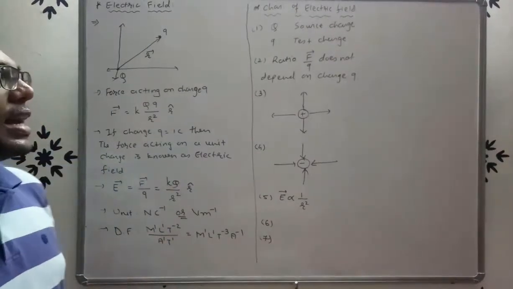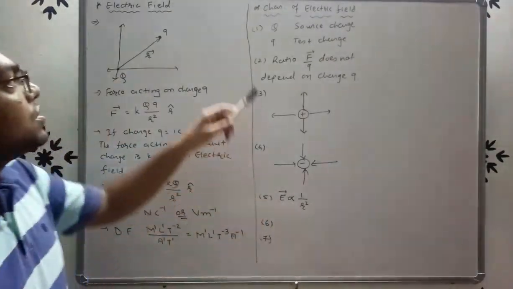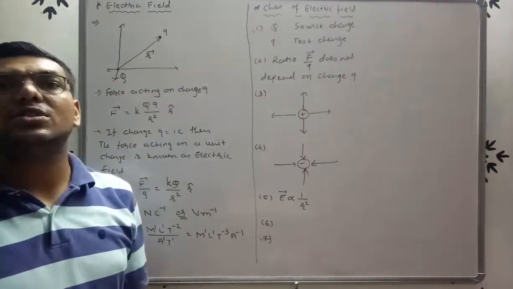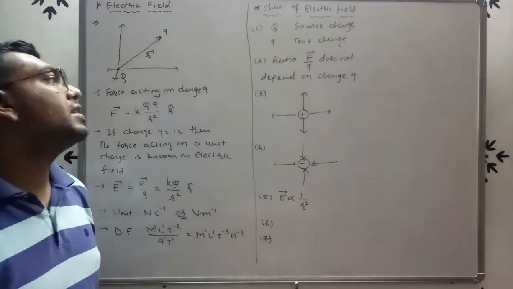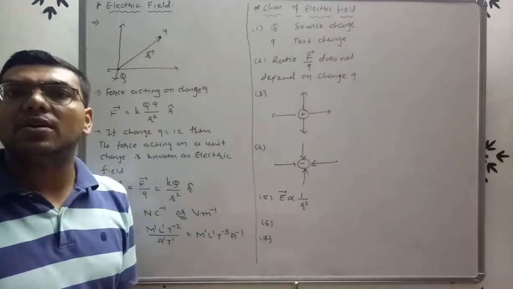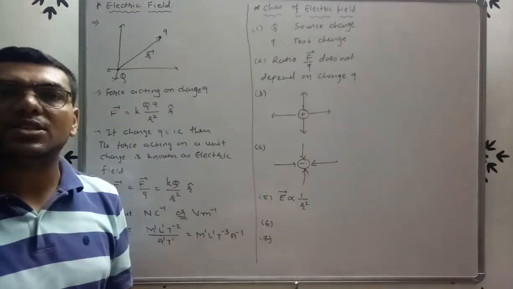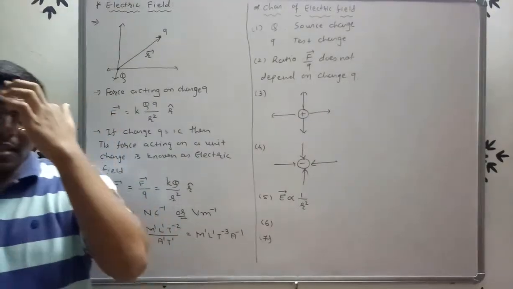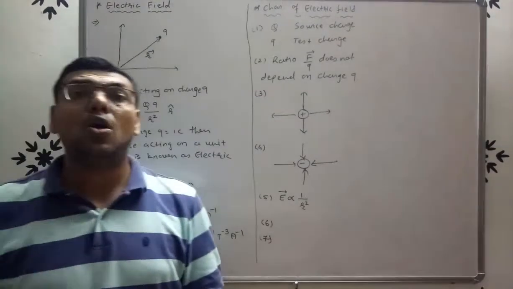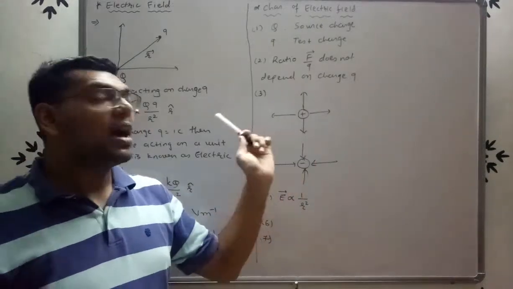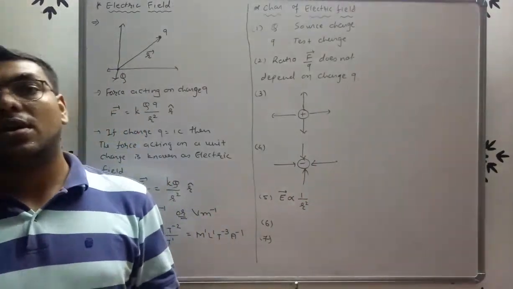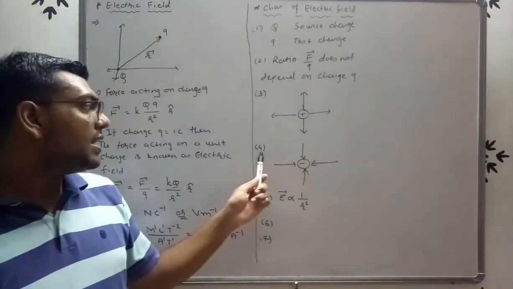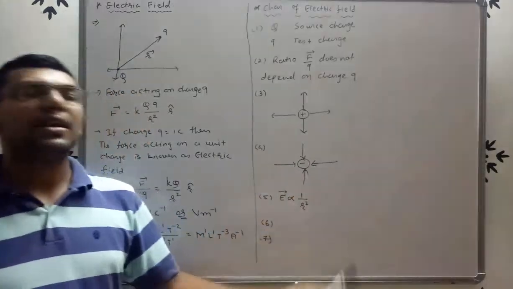Again, what are the characteristics of electric field? So first, capital Q is known as source charge, small q is known as test charge. Second, the ratio F by q does not depend on the charge small q, or we can say does not depend on the test charge. Number 3, if there is a positive charge, then the direction of electric field is outward. And if there is a negative charge, then electric field is inward.